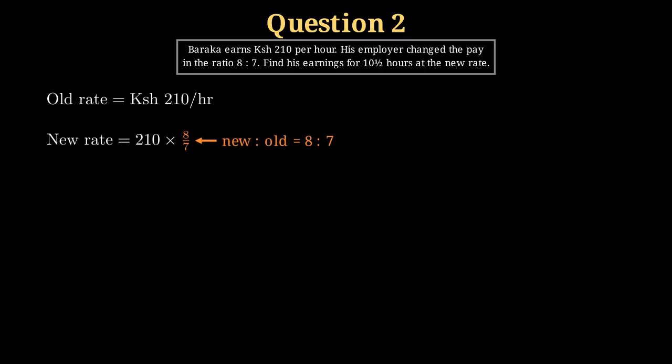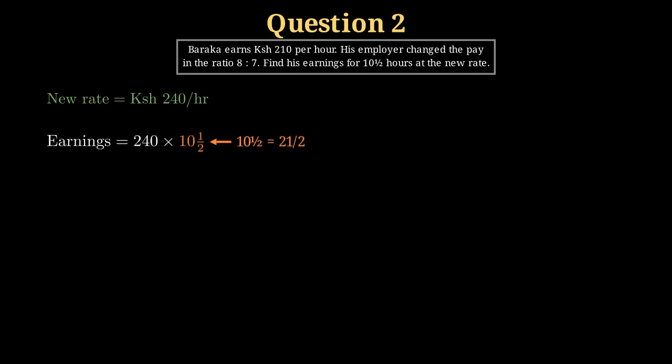That's new to old. So the new rate is the old rate times 8/7. 210 divided by 7 is 30, and 30 times 8 is 240. So the new rate is 240 shillings per hour. Now, for 10.5 hours, we multiply.